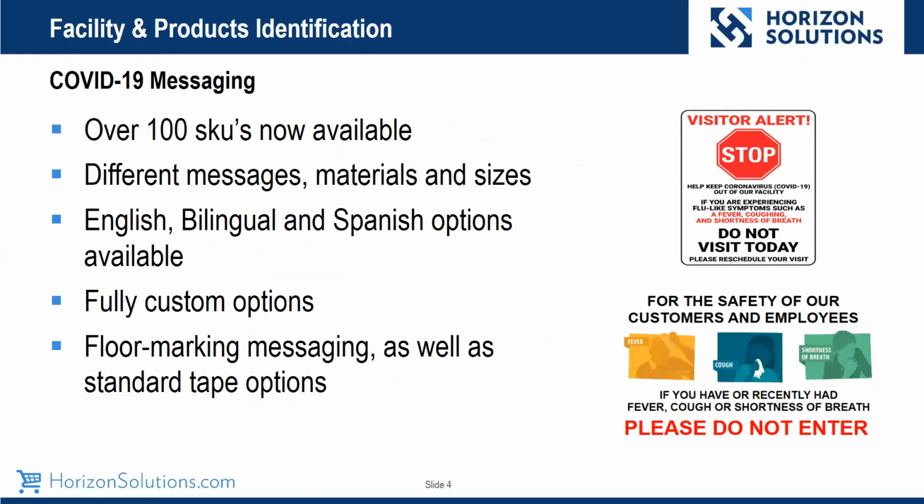As we move into our specific offering, we've now got over 100 SKUs available. These are off the shelf, ready to go signs that Horizon Solutions can offer you. These SKUs have different messages, materials, and sizes. They're available in English options, bilingual, and Spanish as well.